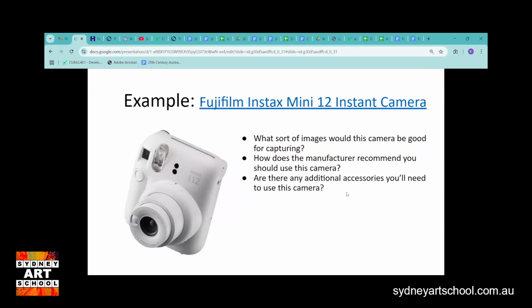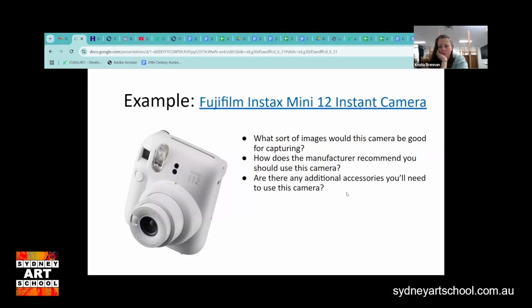Those frames, those photo, what's that called? Those photo cards. You need to keep refilling it. Yeah, the film. Sorry, film, that's right. So you need to buy a pack of film to put in there. So if we just got this camera by itself, that wouldn't be enough.